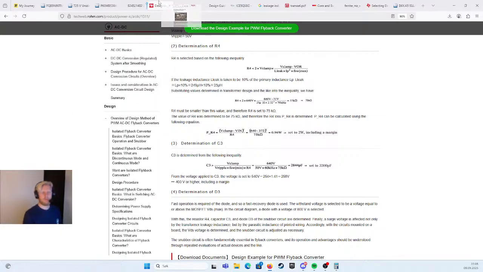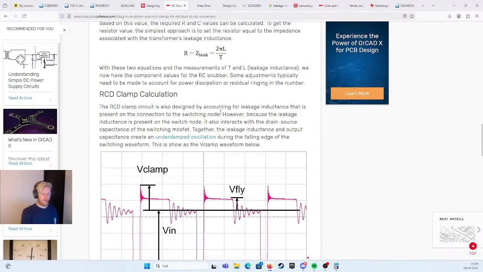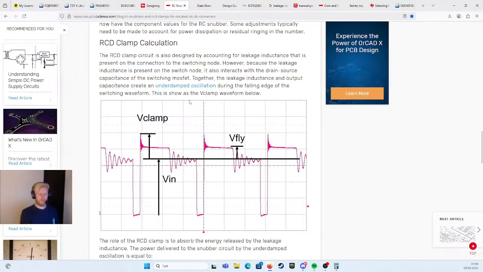Okay, here's a little bit better explanation. RCD clamp calculation. I will save that. The RCD clamp circuit is also designed by accounting for leakage inductance that is present on the connection to the switching node. However, because the leakage inductance is present on the switching node, it also interacts with the drain-source capacitance of the switching MOSFET. Together, the leakage inductance and output capacitance create an underdamped oscillation during the falling edge of the switching waveform.